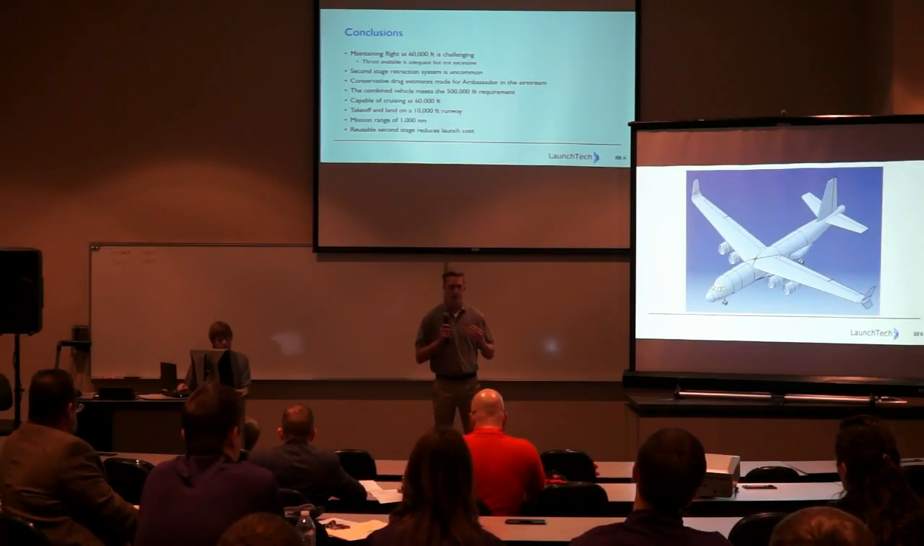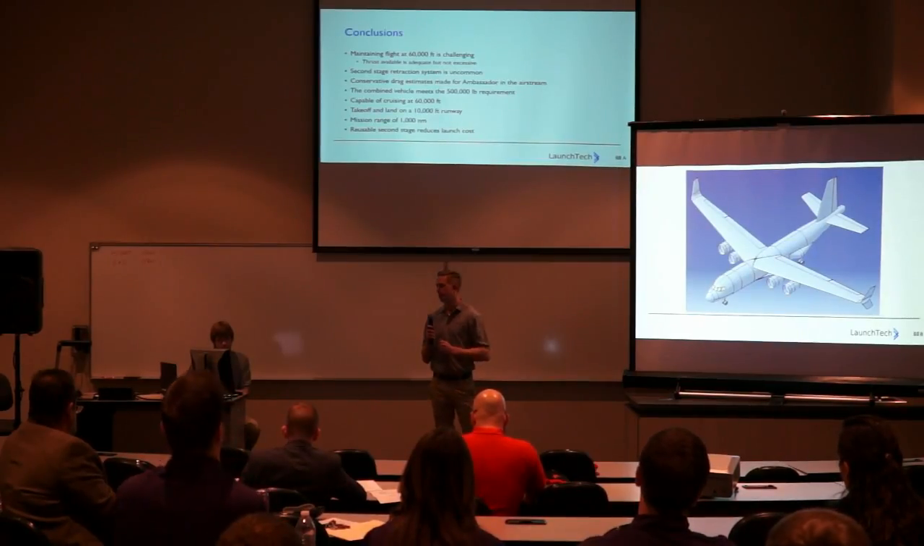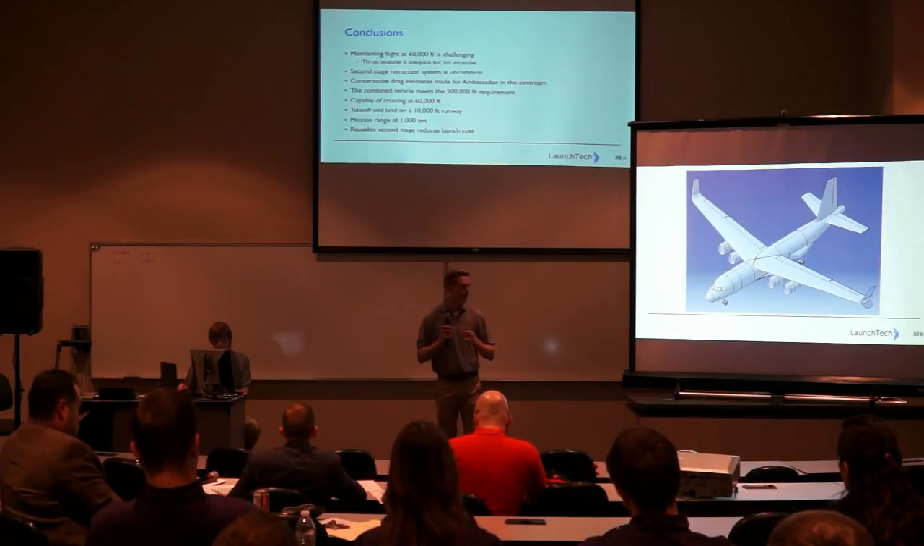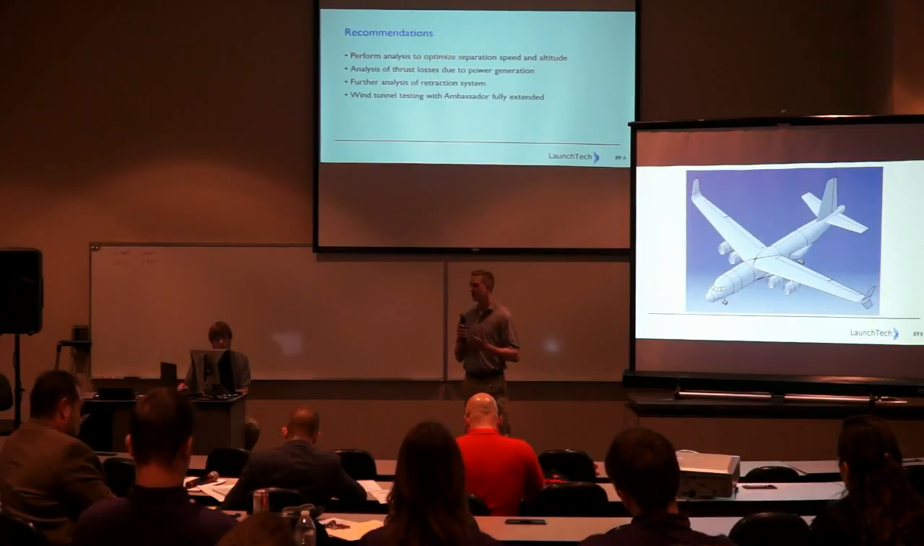And then we determined our mission range is about 1,000 nautical miles, which is 500 nautical miles out, 500 nautical miles back, giving the Ambassador a wide range of separation locations. And then our reusable second stage does indeed reduce our launch cost and our overall mission price. So recommendations coming from some of these conclusions.